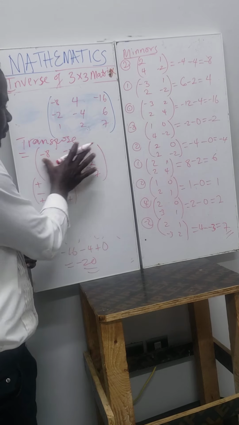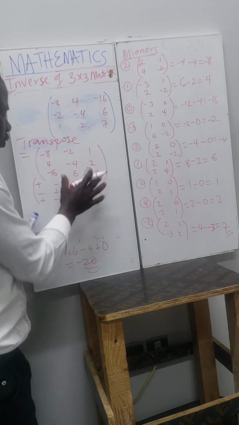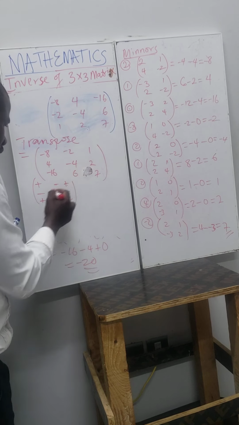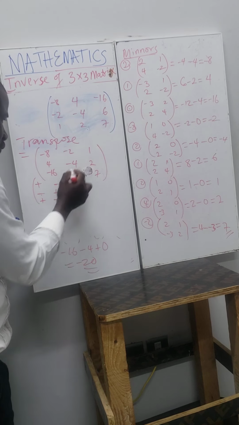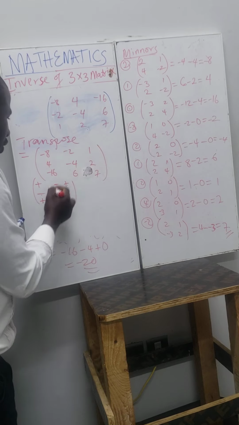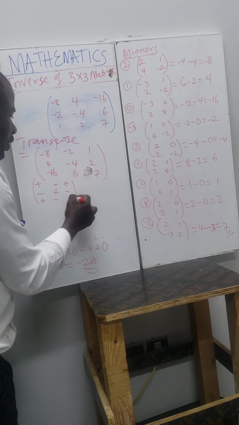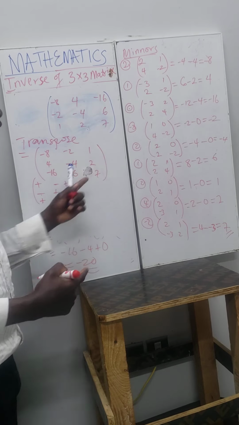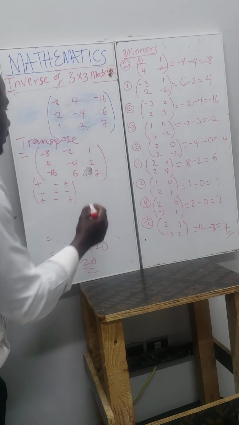This is the previous step, the transpose. So plus we go for this one, minus we go for this one, plus we go for this one, minus we go for this one, plus we go for this one, minus we go for this one, plus we go for this one, minus we go for this one, and plus we go for this one. I mean, all these signs will have effects on this element here.